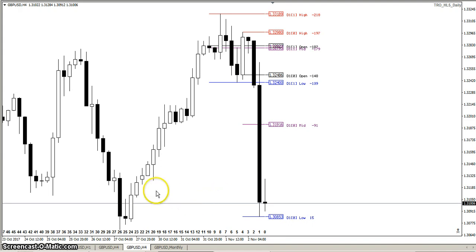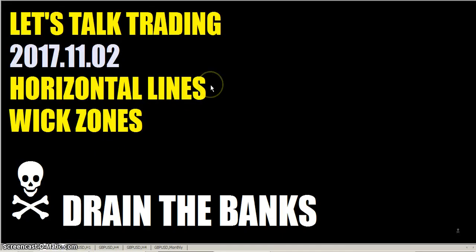So that's pretty much it. Once again, horizontal lines, just the high, low, open and close of the previous candle. I like to use daily. It usually seems to pay off. That's the wick zones, but they're just simple horizontal lines. I mean, price, it's real simple.